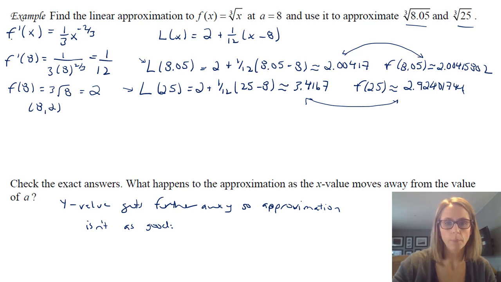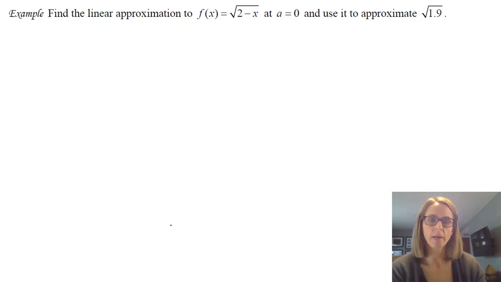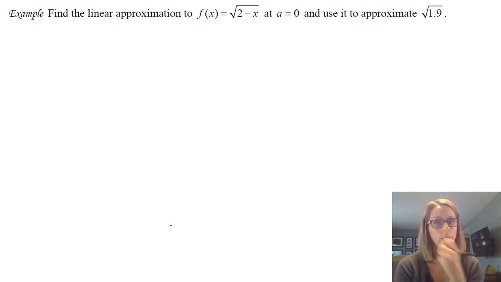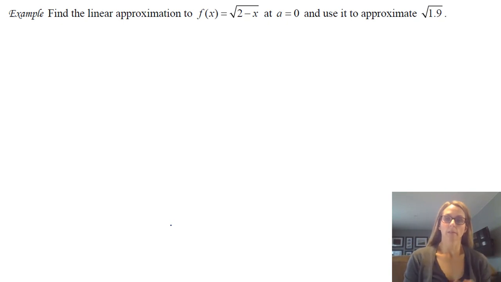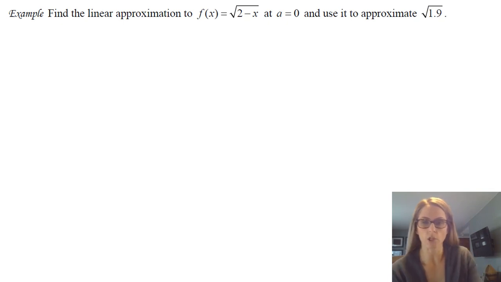Okay, a couple more examples. Find the linear approximation to f of x equals the square root of 2 minus x at a equals 0 and use it to approximate the square root of 1.9. So press pause, find the linear approximation, and then come back and check your answer.